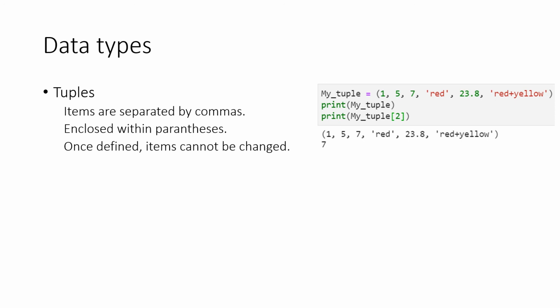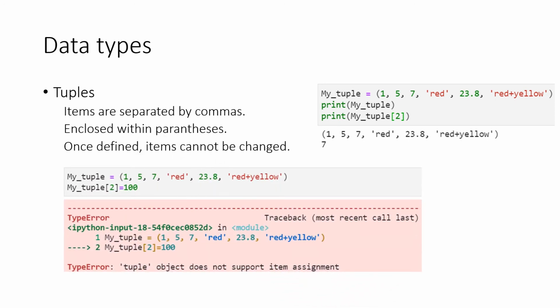Tuples. Tuples are also a kind of list. They are separated by commas and enclosed within parentheses. However, they cannot be updated in terms of size and content like a list. If you look at this example, you can see that Python does not allow updating the content of a tuple.